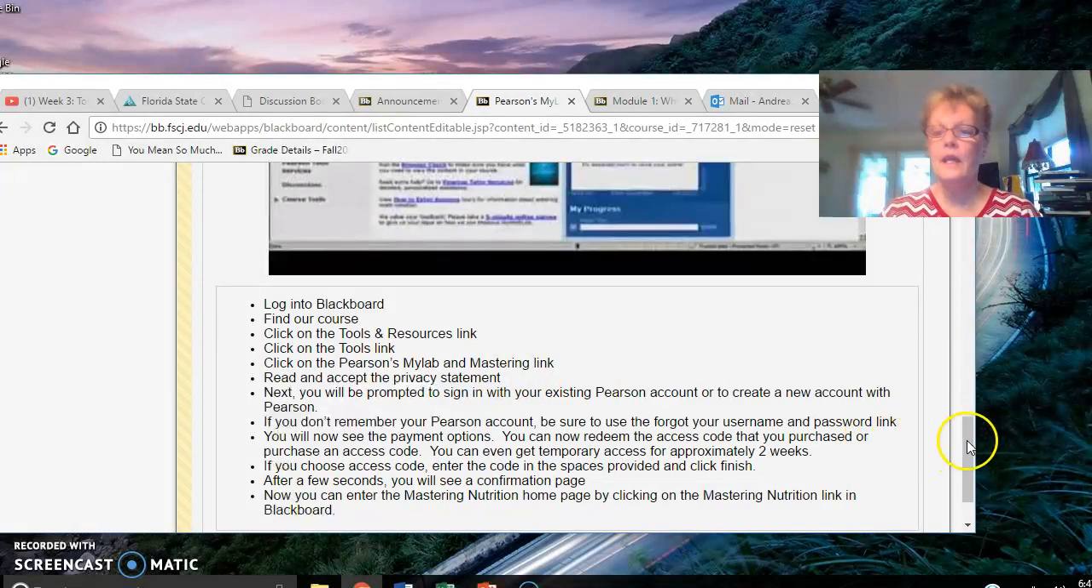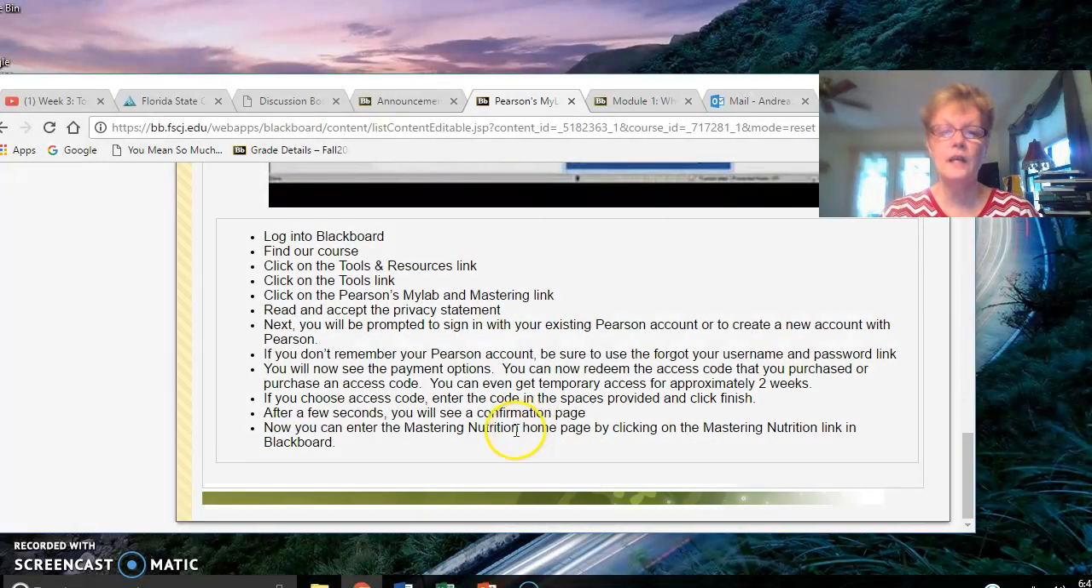If you are short on funds, you can even get temporary access for approximately 2 weeks. But you must remember, after that 2 weeks is up, all your work will be lost, so don't let that happen to you. If you want just the access code and you're short on funds, that would be the route to go, because it's like $88 or $89. So please follow these steps and register in Blackboard so that you won't get behind in your assignments.